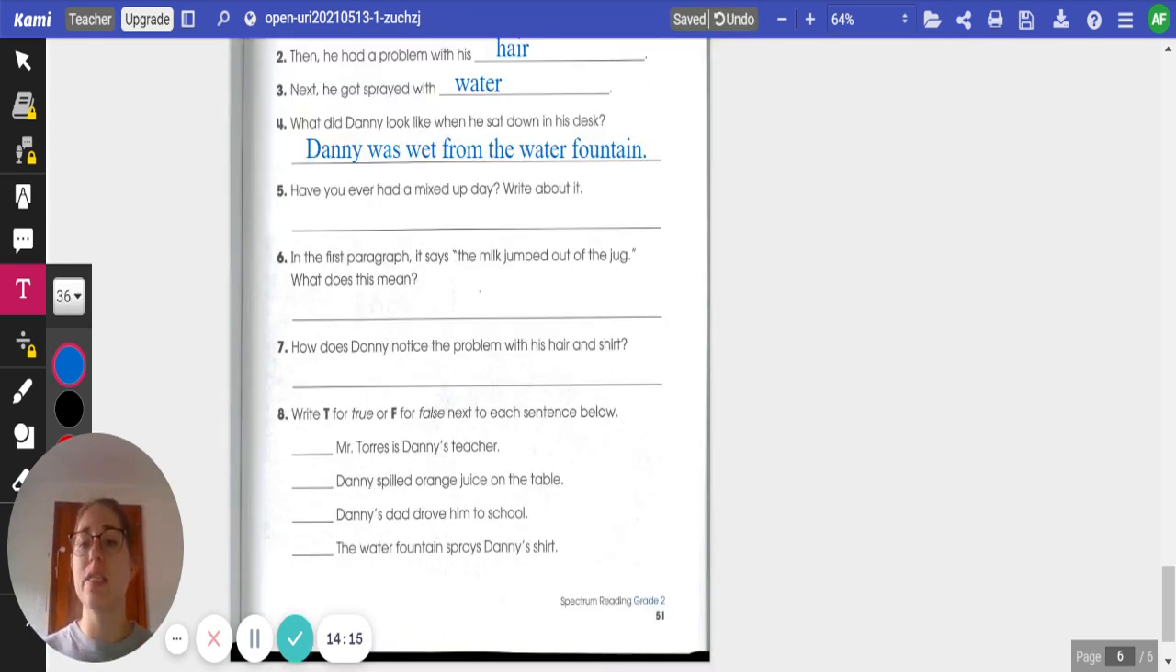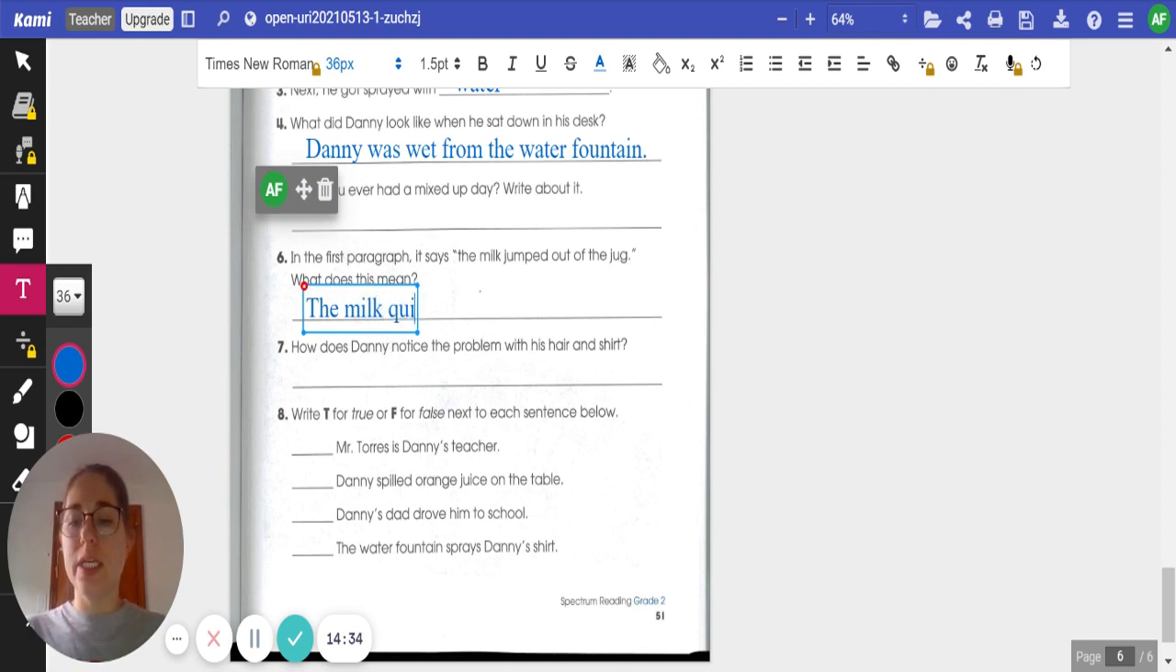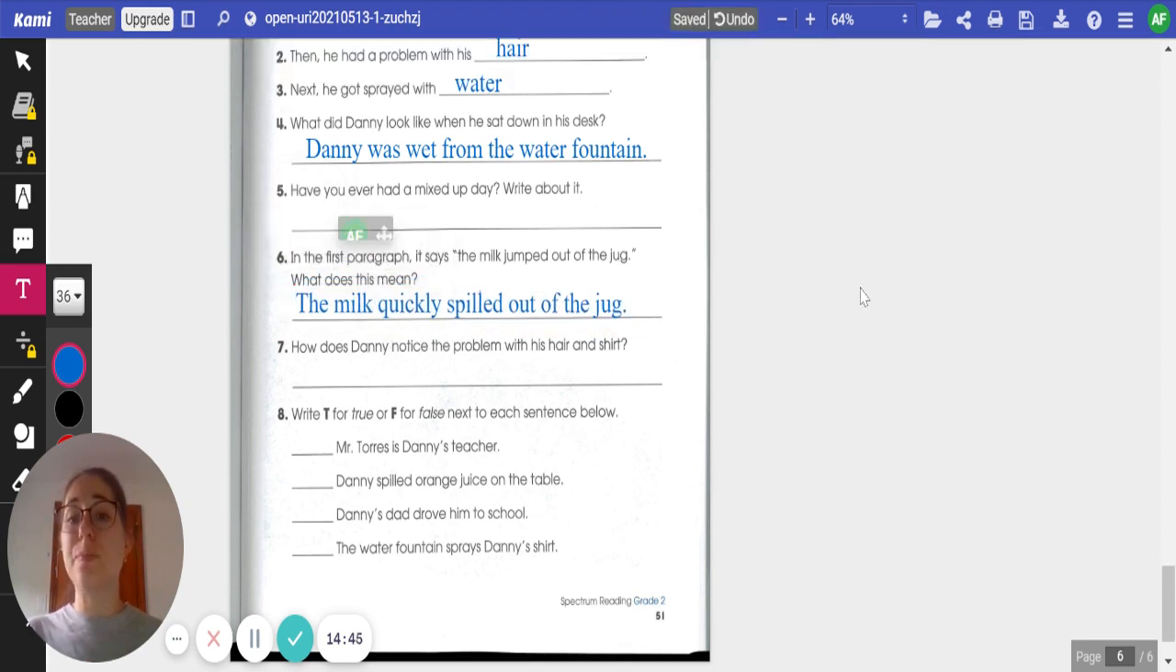In the first paragraph, it says, the milk jumped out of the jug. What does this mean? Does this mean that the milk unscrewed the cap and jumped out of the jug ready to go? Not quite, right? We could say that it means that the milk spilled out of the jug. We know it spilled pretty quickly, so let's say the milk quickly spilled out of the jug, right? And went right onto the table and eventually got on Danny's shirt.